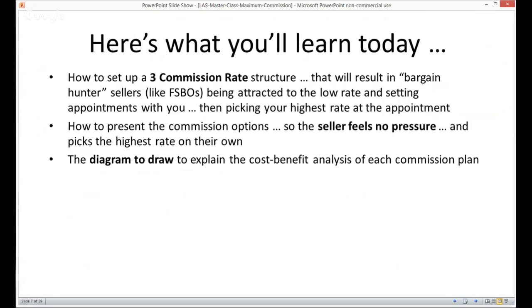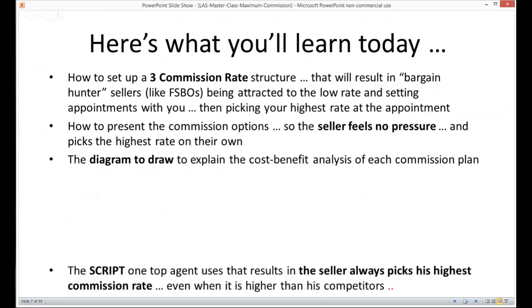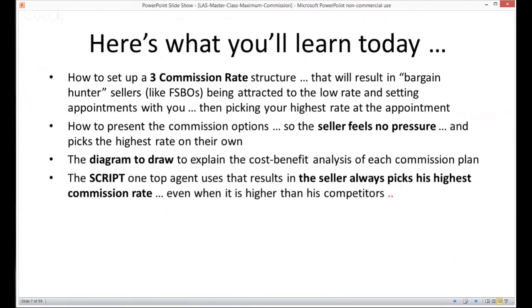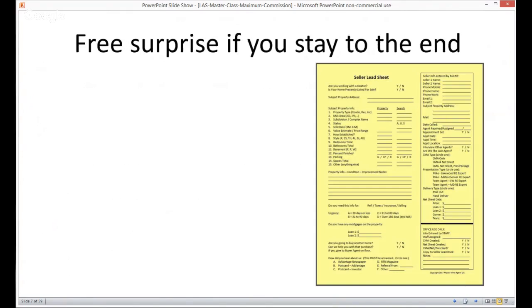Now we're going to show you the diagram that you draw to explain the cost-benefit analysis for each commission plan, and also the script that one top agent uses that results in the seller always picking his highest commission rate, even when it's higher than the competitors. And we'll also show you his script for setting the appointment initially. So a lot of good information is going to be coming out today. Sit back, make sure you've got some water and pencil and paper to take a lot of notes. It's going to be a lot of fun.